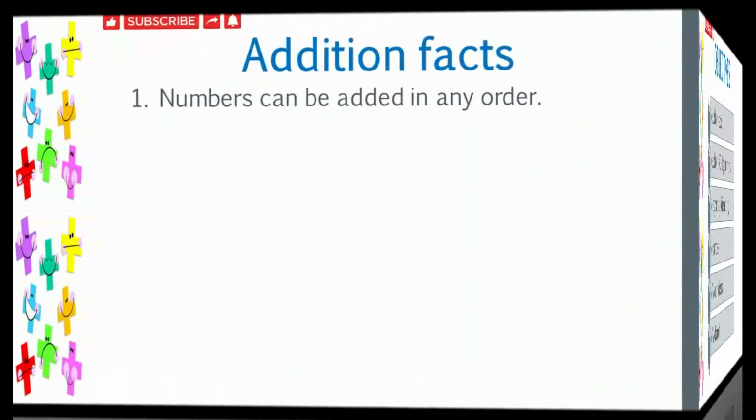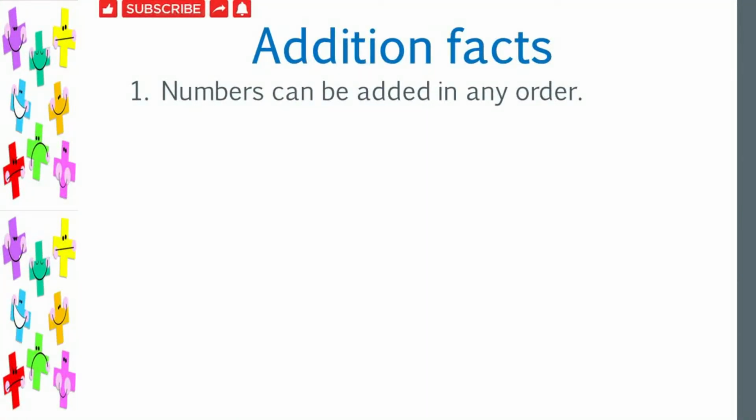Now children, let's start our chapter with addition facts. First fact is, numbers can be added in any order. For example, 4 plus 3 equal to 7. Similarly, 3 plus 4 is also 7.